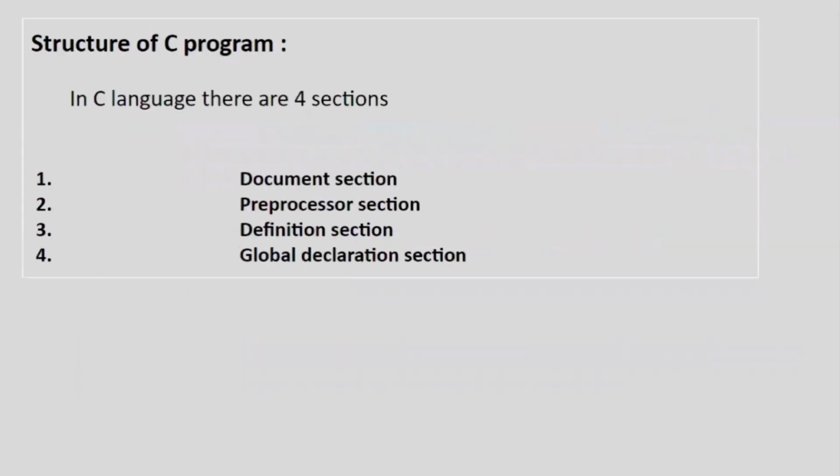We are moving with structure. There are 4 sections: documentation, preprocessor, definition, and global declaration. Of these, the first 2, the documentation section and the preprocessor section, are very important in C language. To write any code in C language, we need the documentation section and the preprocessor section. Mostly the preprocessor section will be used for every programming code.